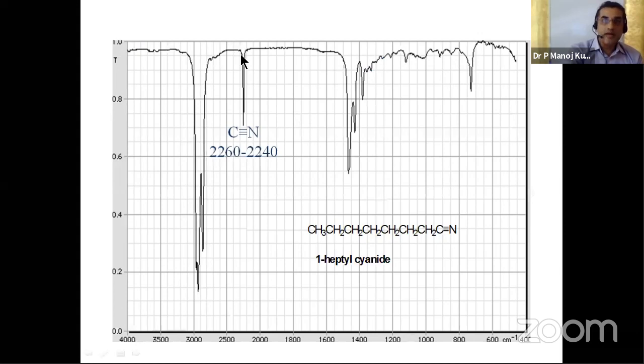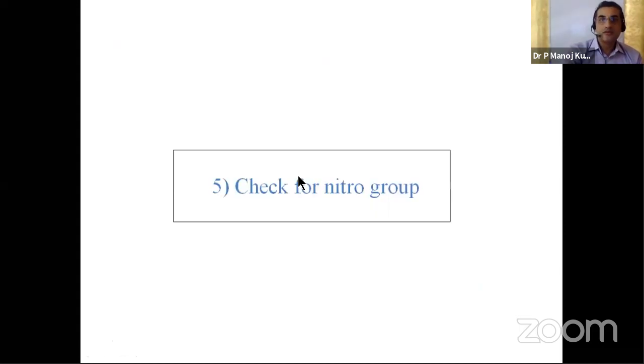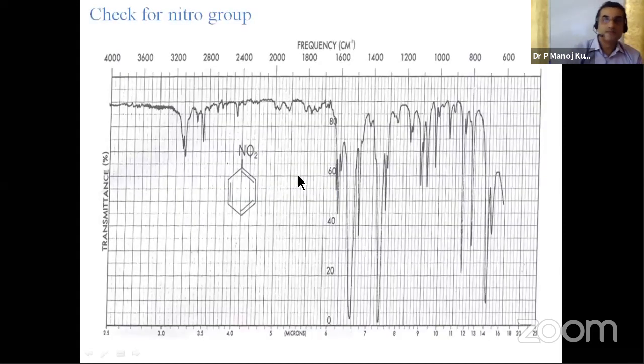Another C triple bond, dipole moment and all that. Nitro groups. So what about nitro groups? Already nitrogen is connected to two oxygens, so you are definitely going to have coupled vibration. When you have coupled vibration, as we already discussed, you will have a symmetrical stretching as well as asymmetrical stretching. That is why you are having two bands here.